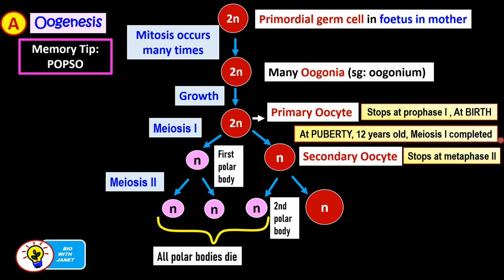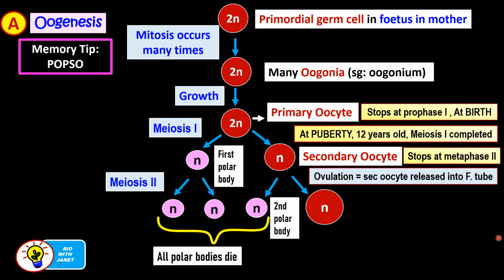It then continues with meiosis 2. After meiosis 1, the secondary oocyte is formed. Now the secondary oocyte undergoes meiosis 2, but it stops at metaphase 2 of meiosis 2. All right? Then after that, this secondary oocyte is released from the ovary during ovulation, and it is released into the fallopian tube. Then it will travel through the fallopian tube.